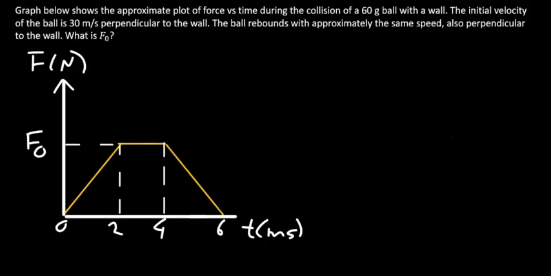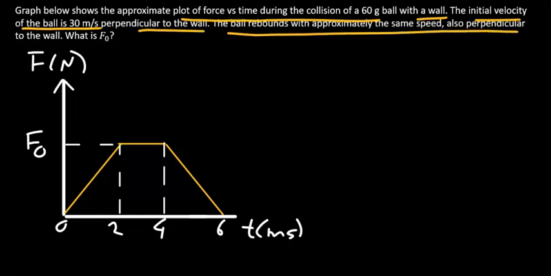The second problem, associated with an F-T graph. The graph below shows the approximate plot of force versus time during the collision of the 60-gram ball with a wall. The initial velocity of the ball is 30 meters per second perpendicular to the wall. The ball rebounds with approximately the same speed, also perpendicular to the wall. Find that maximum force. As you can see in the graph, F naught is the maximum force during the collision.